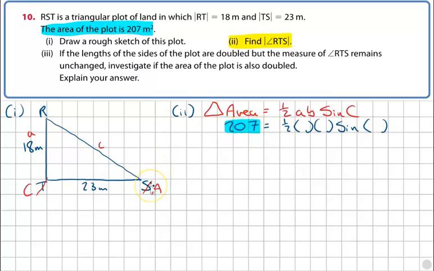I'm going to relabel this as capital A, so the 18 meters is lowercase a. And I'm going to relabel R as capital B, so the opposite side, 23 meters, is lowercase b. Then I sub into my formula.